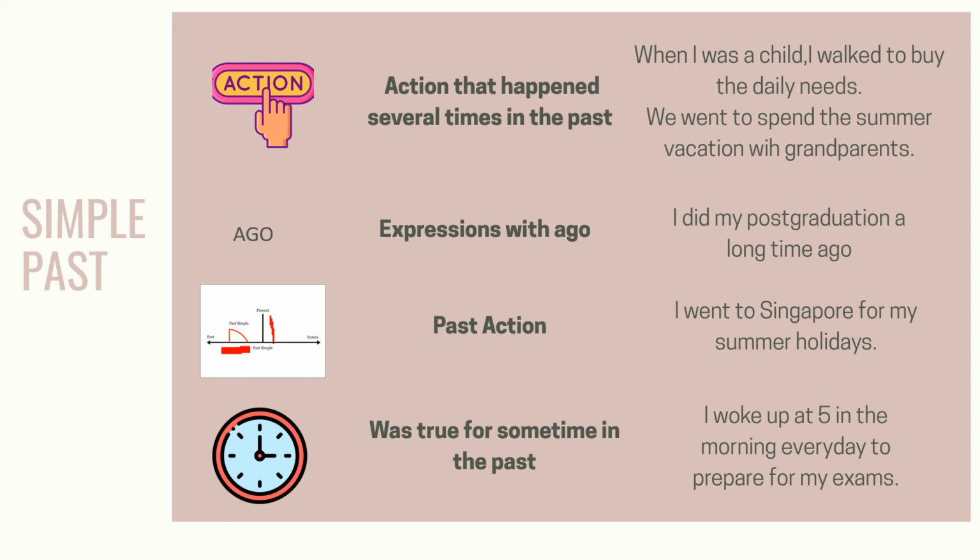The last use of simple past tense is when we talk about actions which were true for some time in the past. I woke up at 5 in the morning every day to prepare for my exams. Maybe for 10 days it was true, maybe for a month, maybe for a year. It was repeated, but it was true only for some time in the past. So we use simple past tense in all these places.